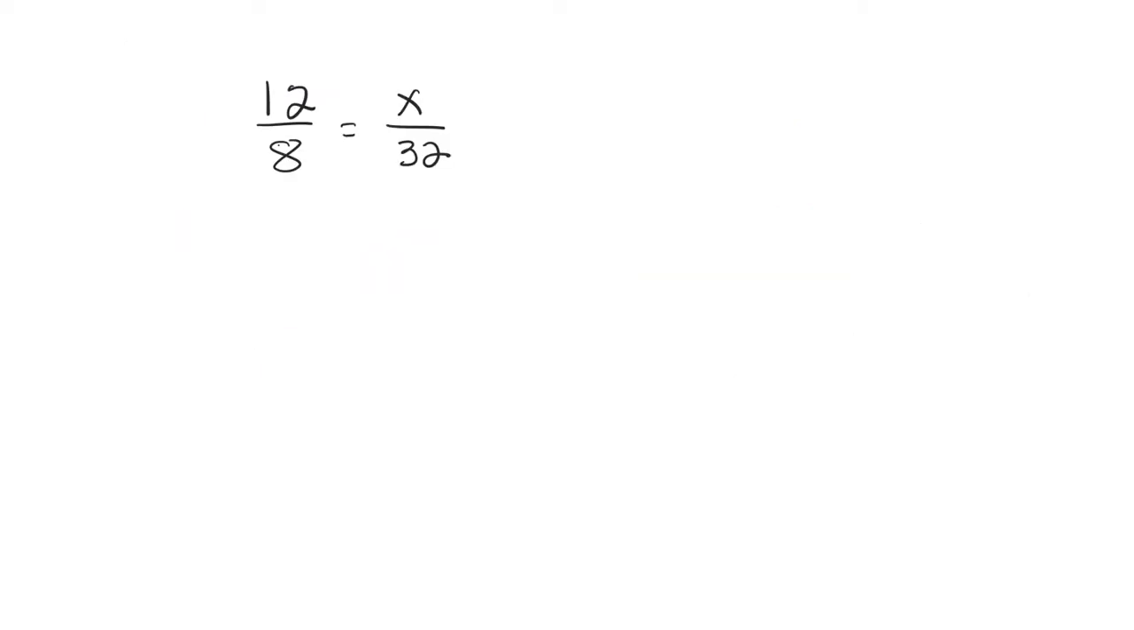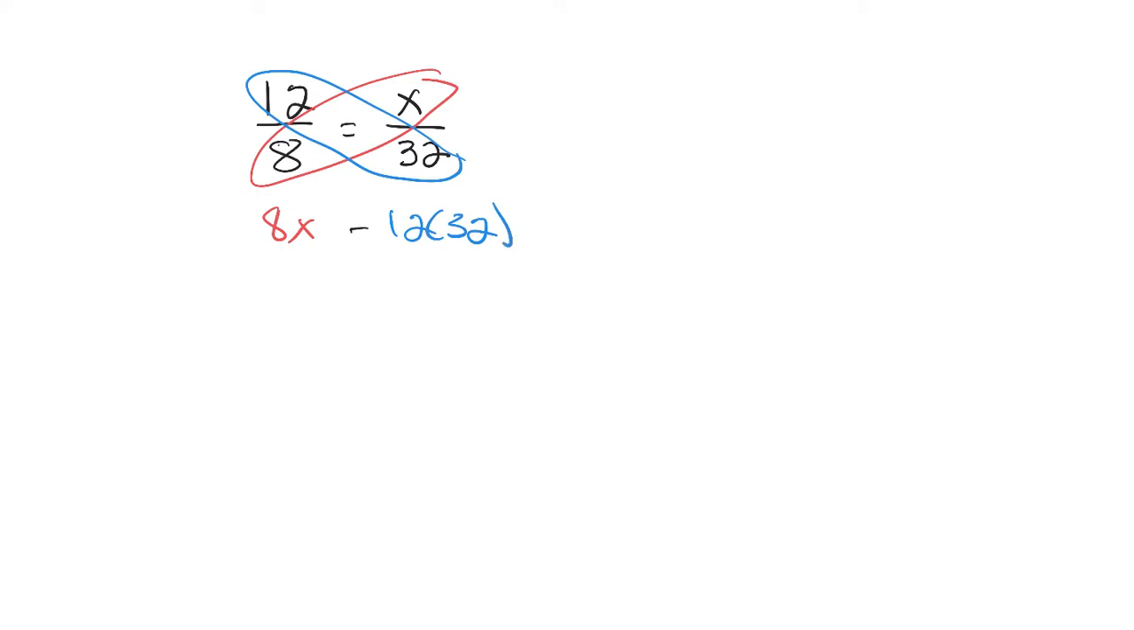Copy this example down, and we're going to solve this in the same way. We're going to practice cross multiplication. So again, we're going to multiply this way, and that gives us 8x. We're going to multiply this way, and that's going to give us 12 times 32. You can pull out your calculators to calculate that. And now this is just a one-step equation with multiplication. I have 8 times x right here, so to get rid of the 8 in front of the x, I need to divide by 8, and we get an answer of 48.